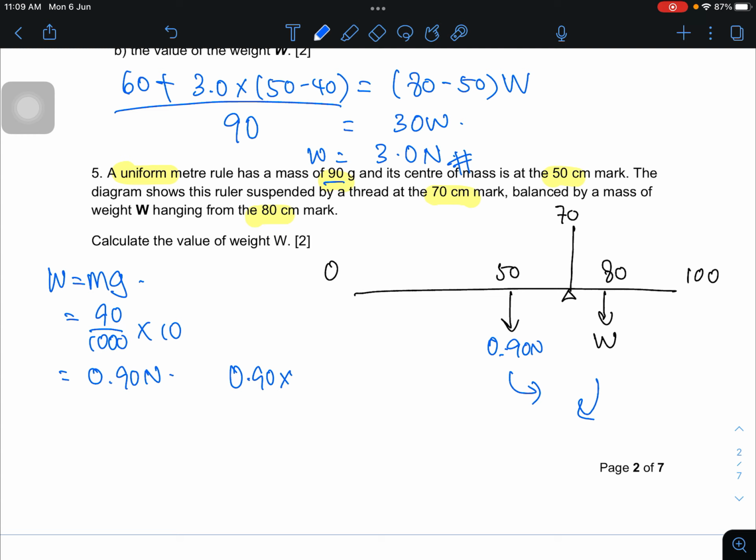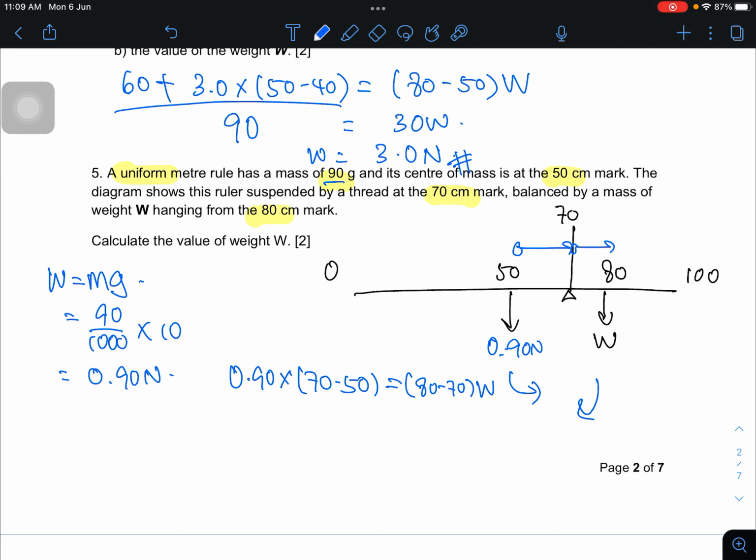0.90 times 5. Oh, oops, sorry. This value is 70 minus 50. Careful, don't use the 50 directly, you're going to get it wrong. Equals to, over here, 80 minus 70, W times W, right?